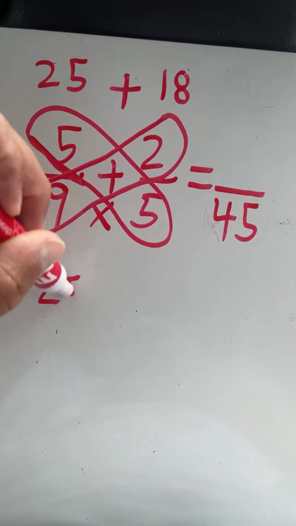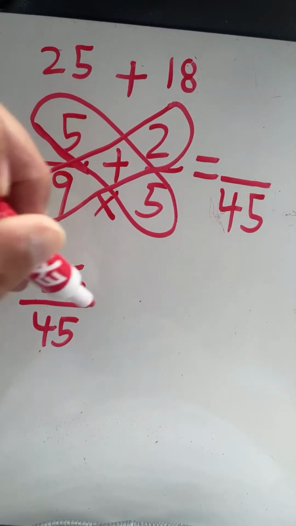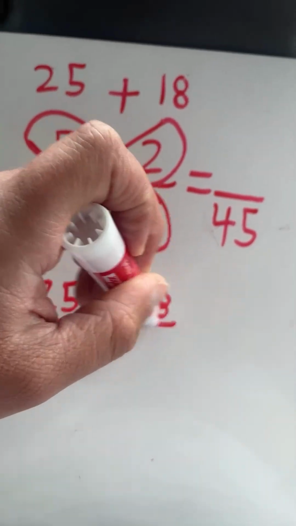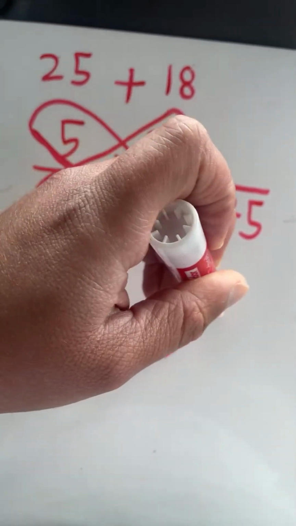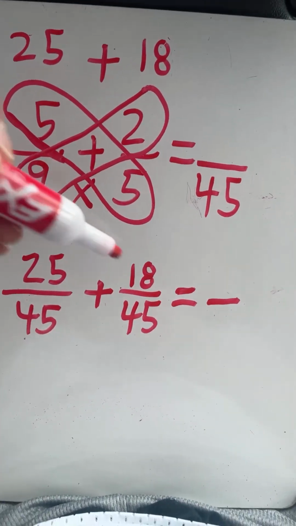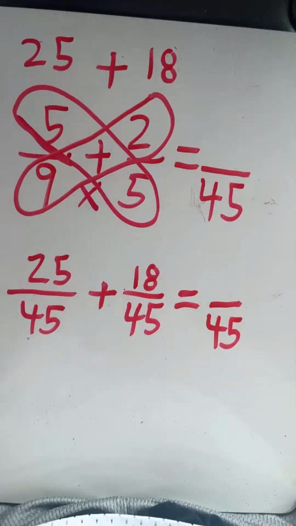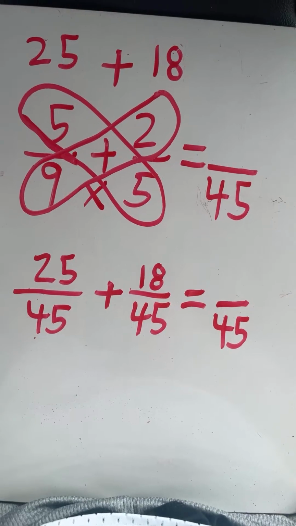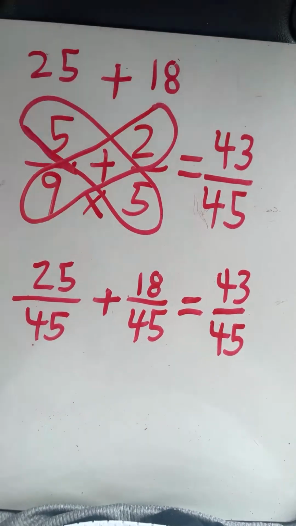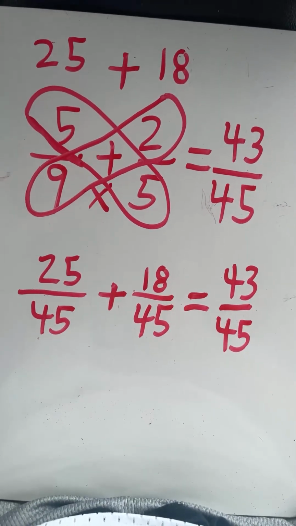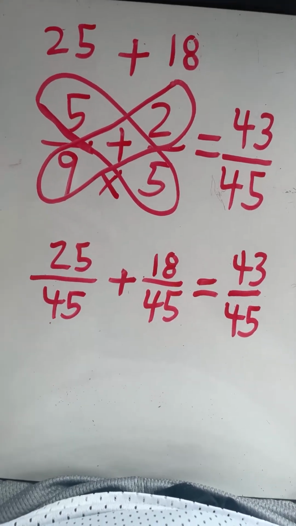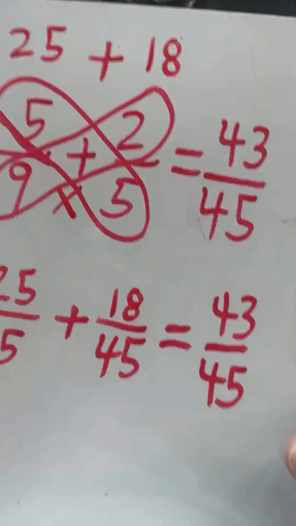So now we have 25/45 plus 18/45. So 25 plus 18 equals 43. And we have our final answer. 5/9 plus 2/5 equals 43/45. All right, moving on to the final example problem of the video.